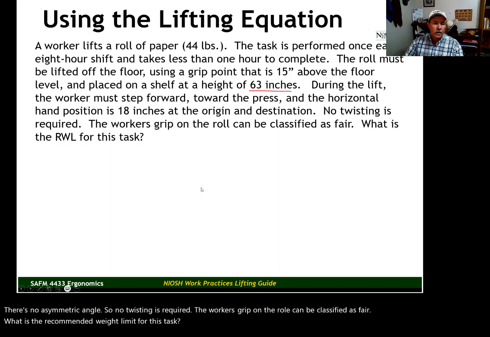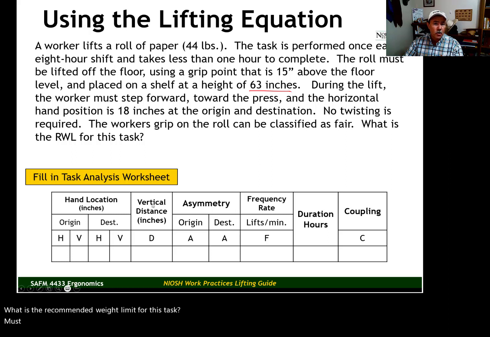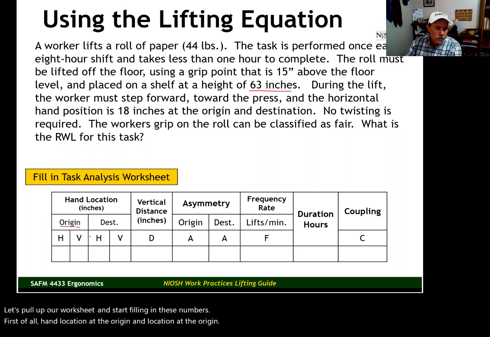Okay. Let's pull up our worksheet and start filling in these numbers. First of all, hand location at the origin. Hand location at the origin is going to be 18 inches.